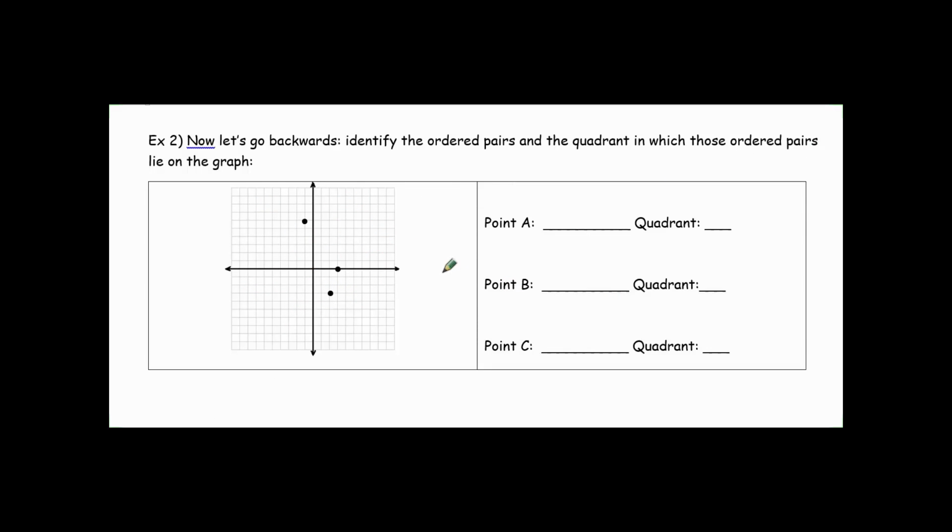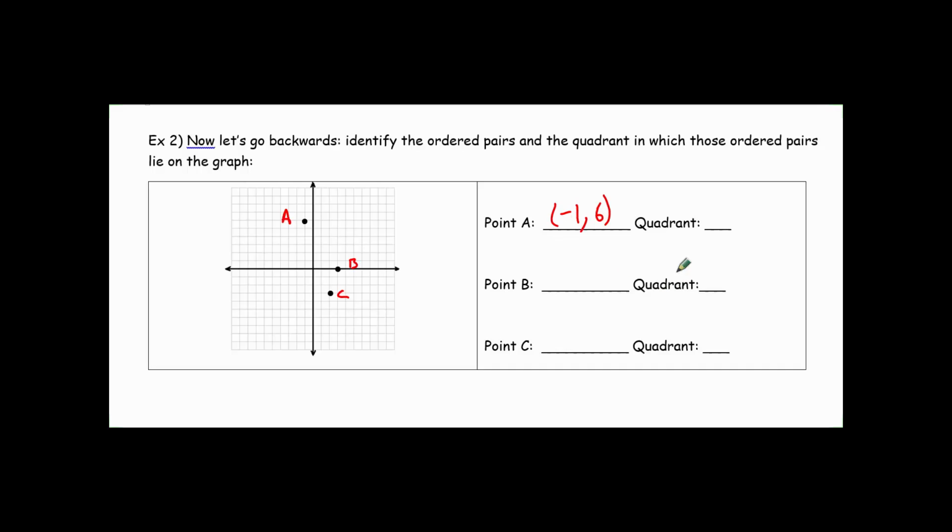Alright, so we've got some points, and we want to label the quadrant. It looks like the little labels are missing, so let's label this as A, this as B, and this as C. Which quadrant is point A in? To make the point, it's left 1, up 1, 2, 3, 4, 5, 6. So the ordered pair would be (-1, 6).